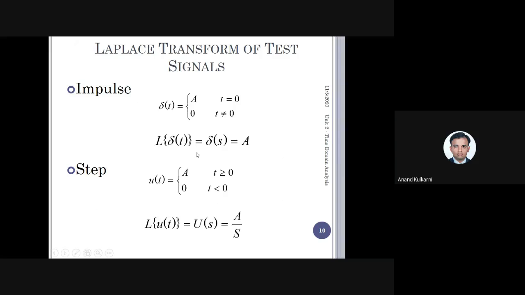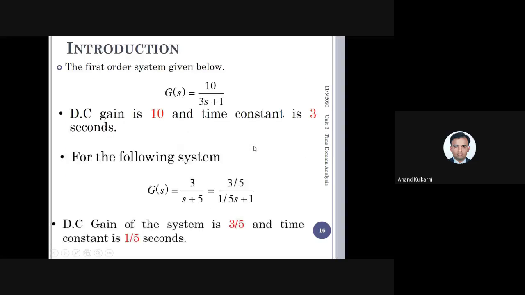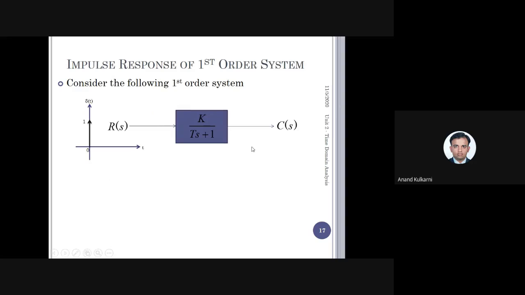Impulse input, you can see here. Delta T is A and delta S is A. If A is 1, then it is 1. So we'll come back to this. Delta S is 1, so I am substituting R of S as 1.